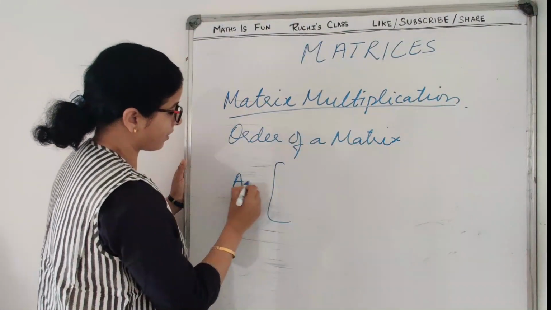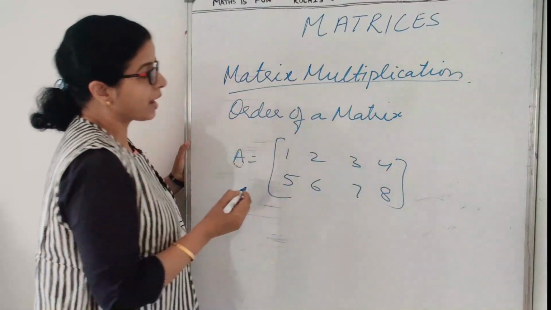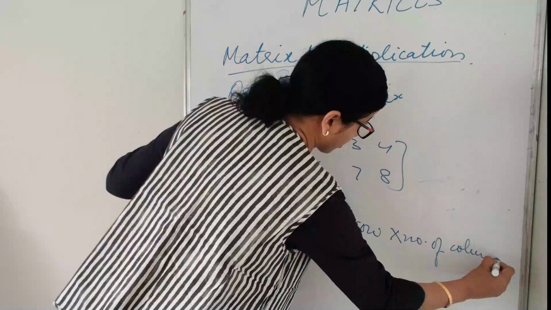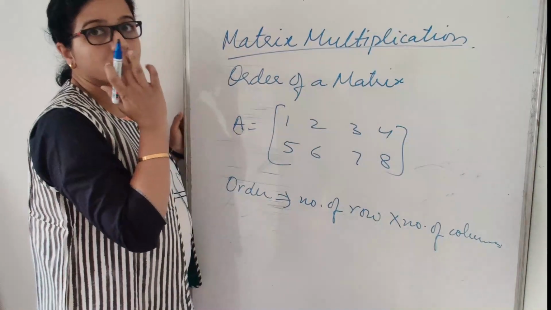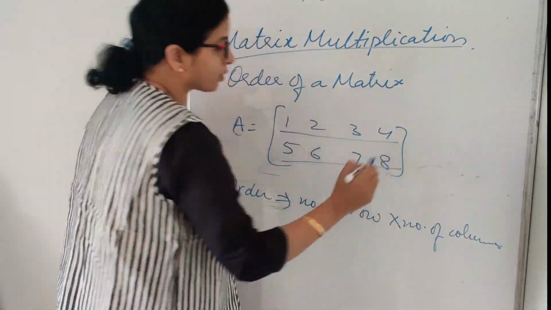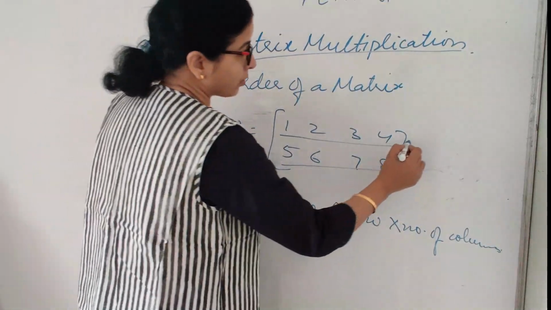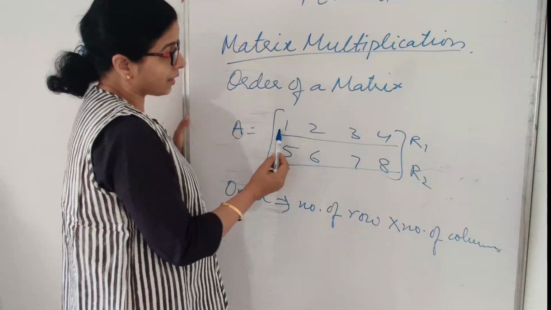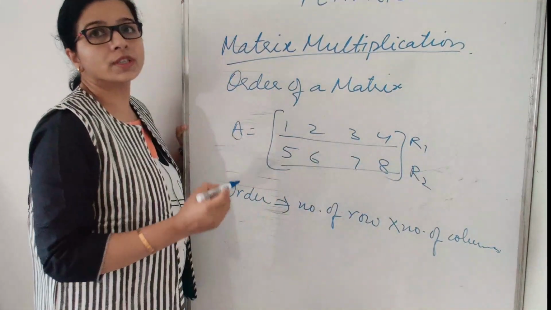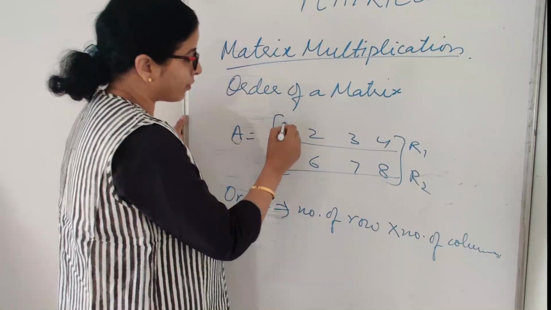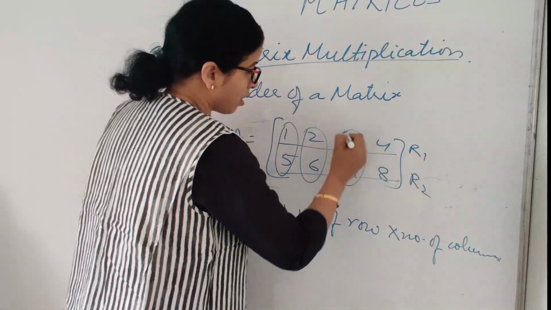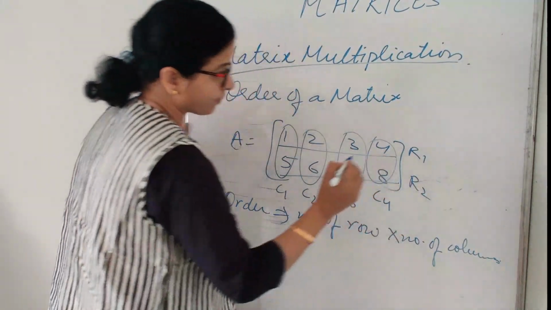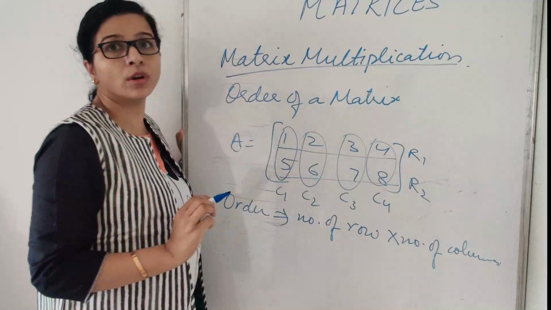So say for example I have a matrix. How do we find the order of the matrix? It is the number of rows into columns. So what are rows? Horizontal lines are the rows, R1, R2, or you can say the number of lines you have covered in the notebook are your rows. And vertical lines, or standing lines, are your columns.